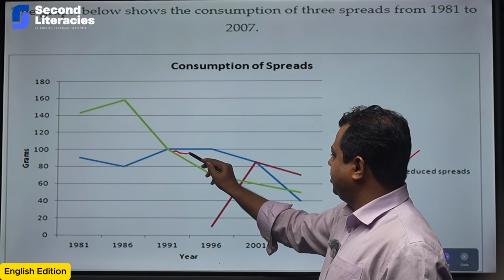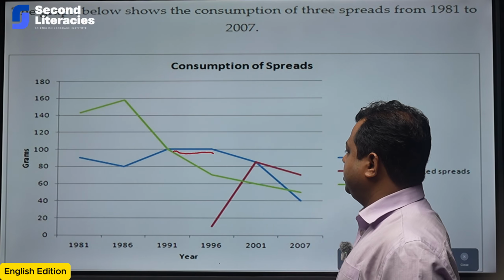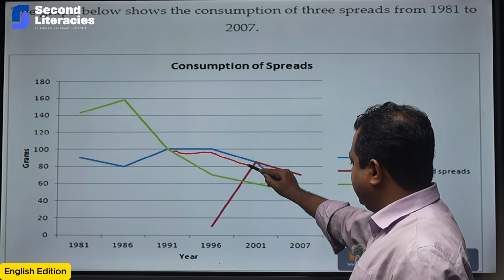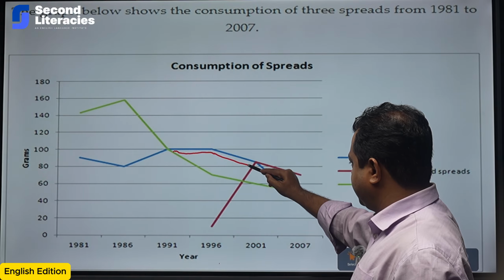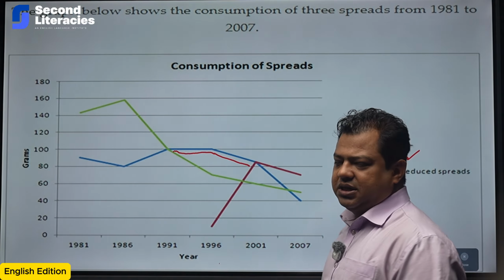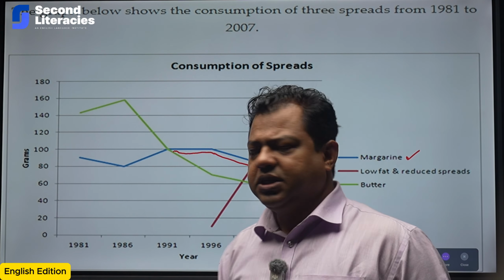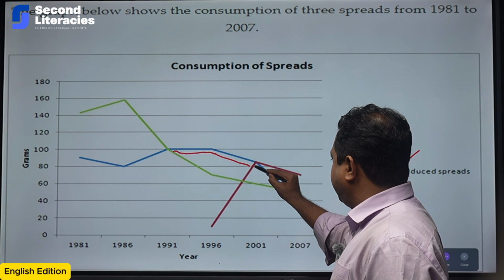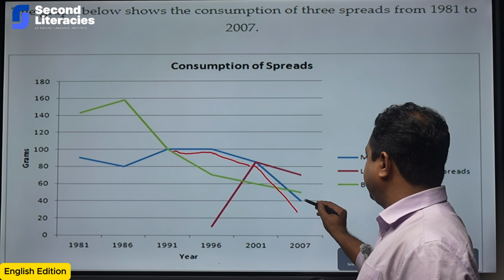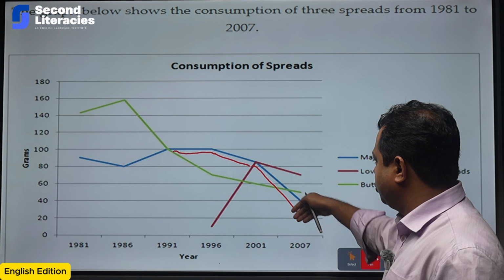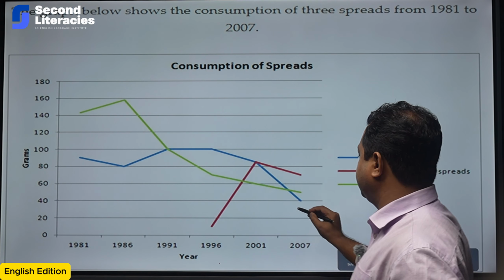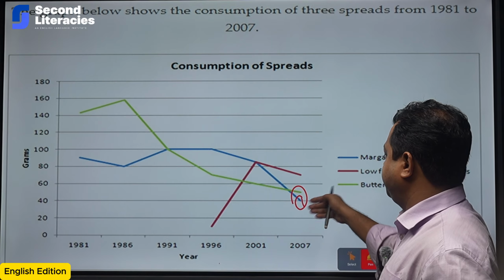Then the margarine steadily continued its consumption better than the butter, but in 1996 it started to decrease as well. Not dramatically, it started decreasing steadily. And suddenly margarine also had a downfall after 10 years. So the butter and the margarine both decreased their consumption by 2007.